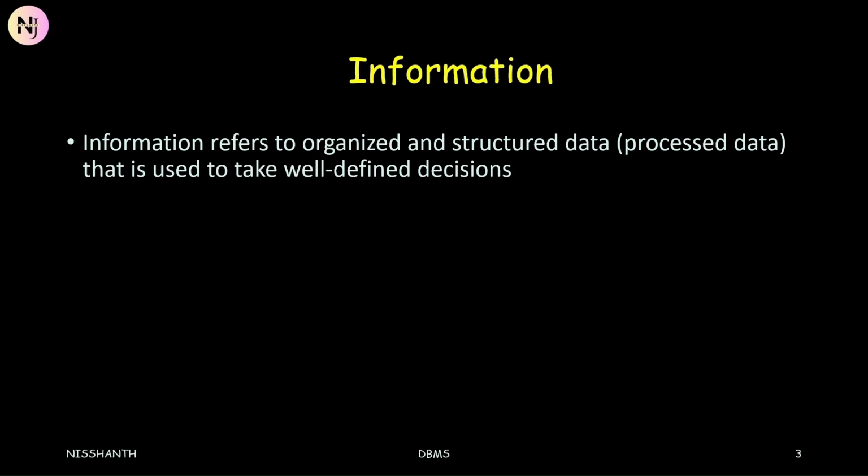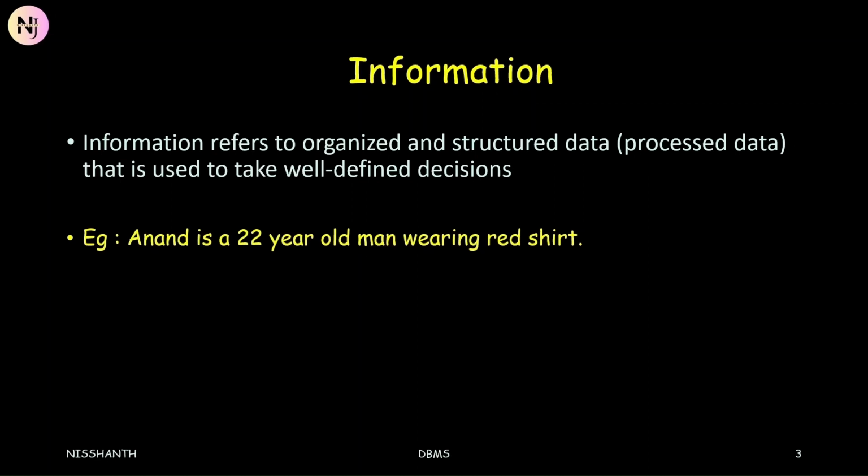Can you see the example? Anand is a 22-year-old man wearing a red shirt. So here you can derive some meaning from the information that is given, more than the previous one. You could visualize Anand as a boy who is a 22-year-old man and who is wearing a red shirt as well.